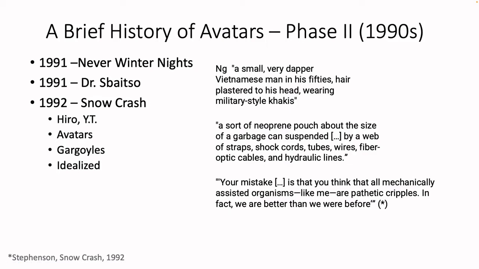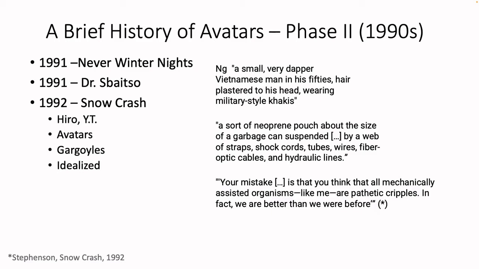So he found a way to take this truck where he's got a pouch about the size of a garbage can, suspended by a web of straps, shock cords, tubes, wires, fiber optic cables, and hydraulic lines. Now, why hydraulic lines? Well, it's so that he can spend his time in the metaverse, basically drinking tea and getting massages from his AI servants, and all of those cables will send those sensations to his body. This seems kind of horrifying in a way to live this way in the real world, but perhaps it is forecasting something that might happen in the future.